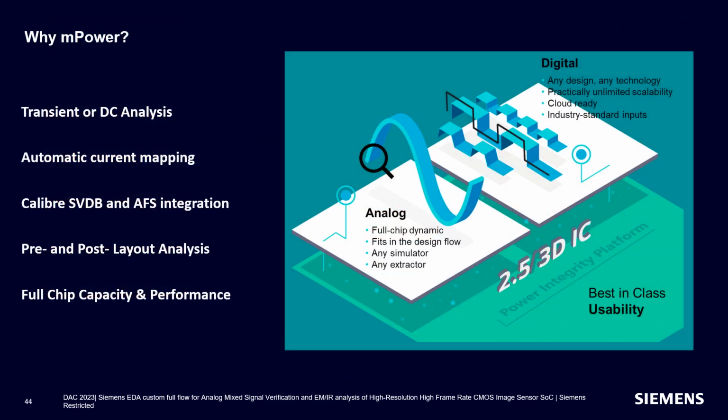To solve all these challenges we are facing, that is where Siemens Empower came to our rescue. Empower provides a Calibre SVDB and AFS compatible platform for doing static and dynamic IR drop analysis at full chip capacity and performance. There are capabilities in the tools for automatic current assignment. In the subsequent slides, I will show the VSF PIX static IR drop analysis results with Empower and the comparison with our legacy solution.